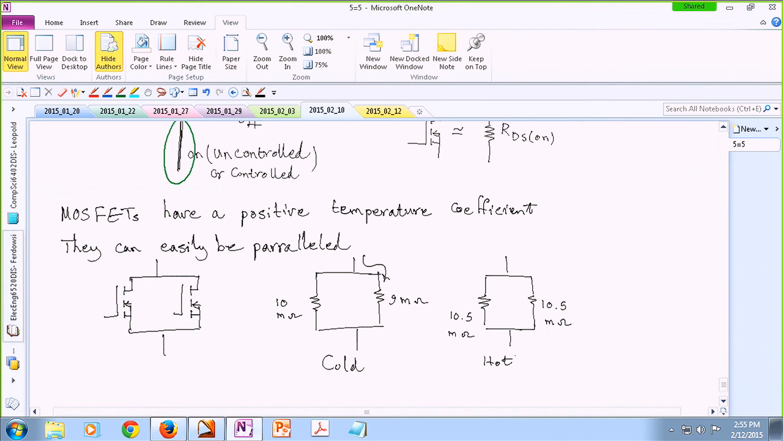So that's actually a good feature about MOSFETs, that you can easily put them in parallel without being significantly worried about a non-even current distribution between the two devices. All right, any questions?